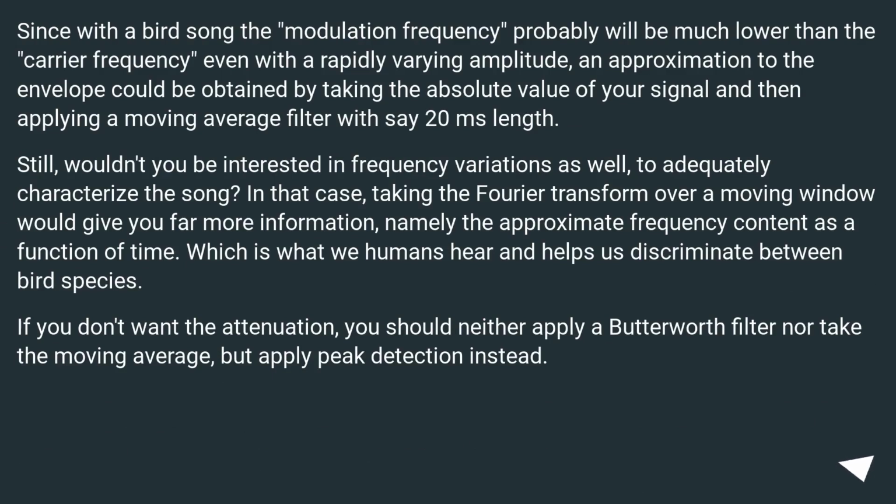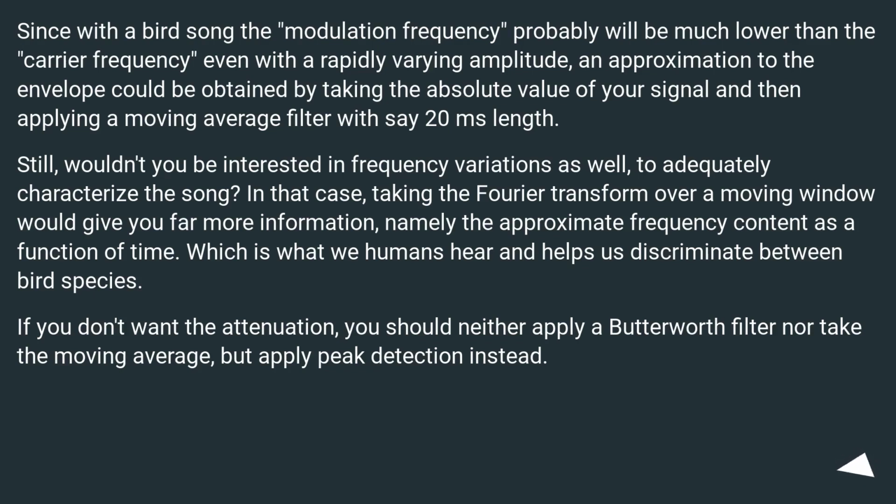Since with a bird song the modulation frequency probably will be much lower than the carrier frequency, even with a rapidly varying amplitude, an approximation to the envelope could be obtained by taking the absolute value of your signal and then applying a moving average filter with, say, 20 milliseconds length.